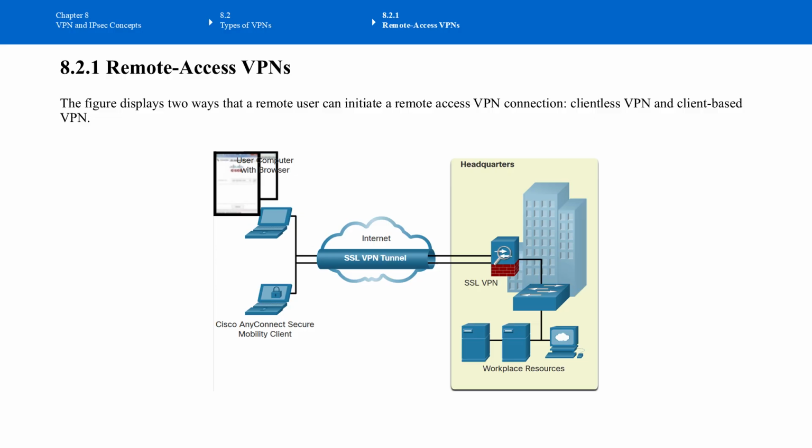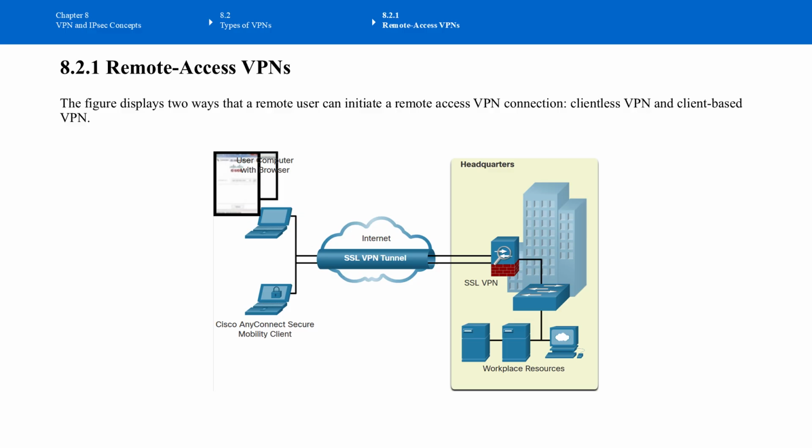In this example, it shows that a remote user connects to the company headquarters through the internet. An SSL VPN tunnel encrypts traffic between the remote user and the enterprise network. The remote user can connect using a web browser for browser-based SSL VPN access, or the Cisco AnyConnect Secure Mobility Client for VPN client-based access.